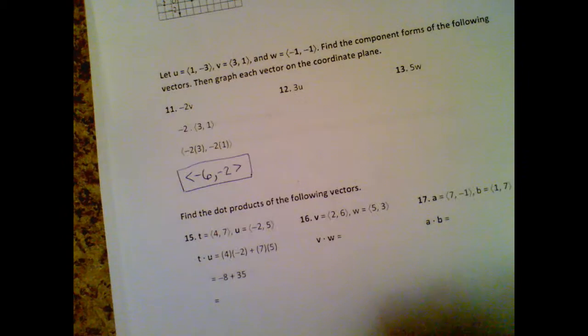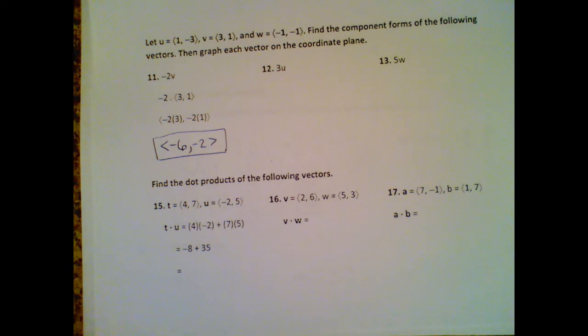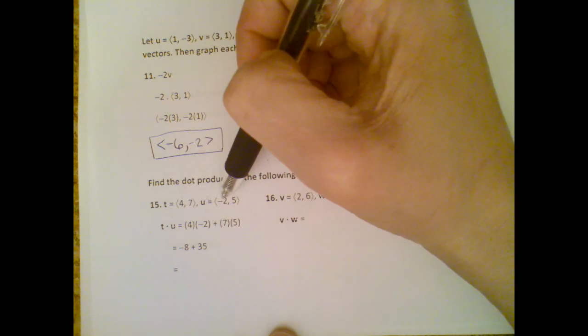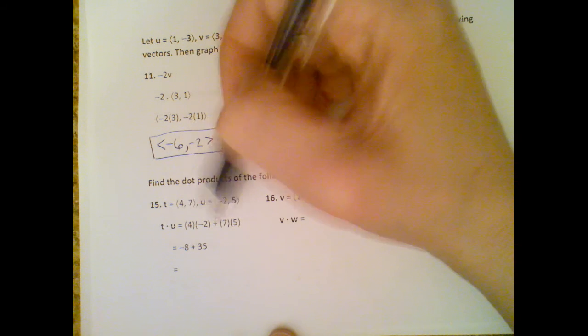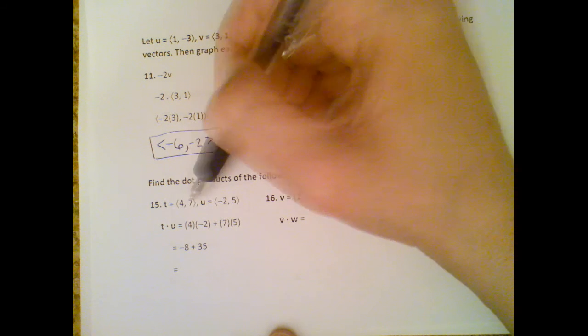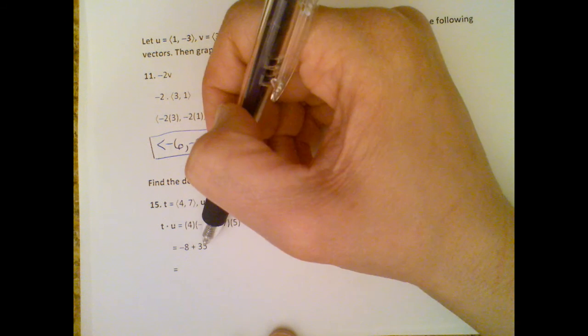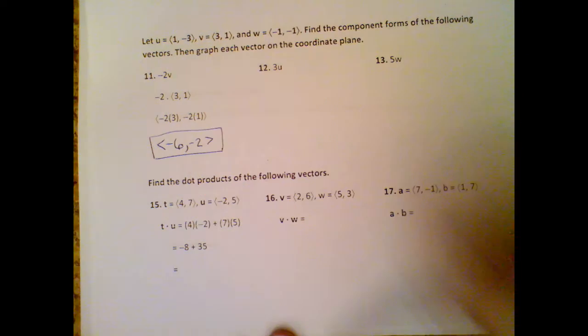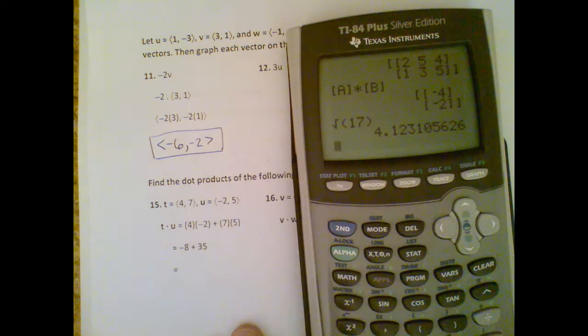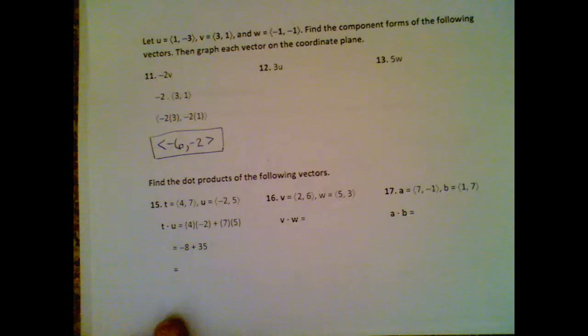Okay. For this bottom section, it says find the dot products of the following vectors. So for these ones, they went ahead and got us started. You're going to be multiplying the first numbers together. So 4 times -2 is -8, plus, and then you're going to multiply the second numbers together. So 7 times 5, you're going to get 35, and then you're going to take the sum of those. So -8 plus our 35, and we get 27.